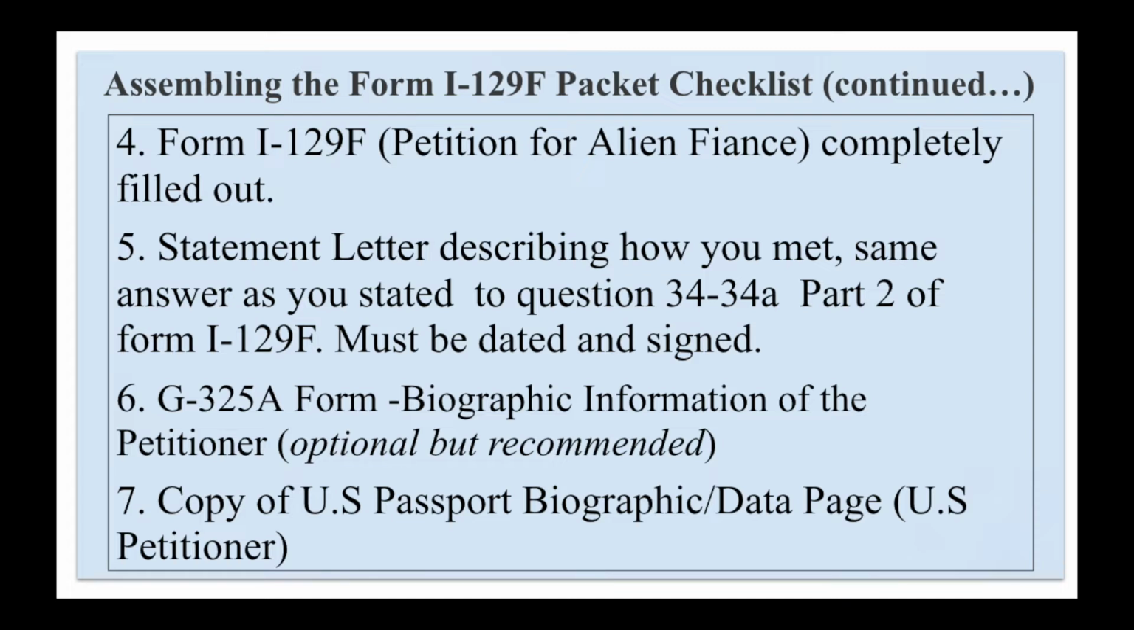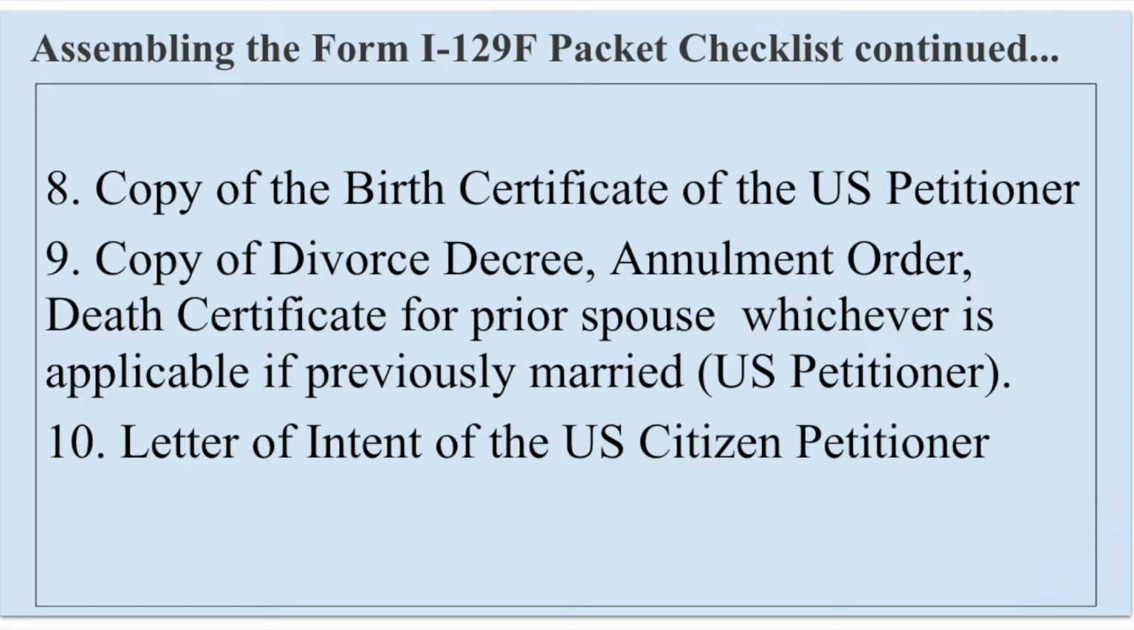Seventh is the copy of the U.S. passport biographic or data page of the U.S. petitioner. Eighth is a copy of birth certificate of the U.S. petitioner. Ninth, copy of divorce decree, annulment order, or death certificate for prior spouse, whichever is applicable if previously married, U.S. petitioner. 10th is the letter of intent of the U.S. petitioner.